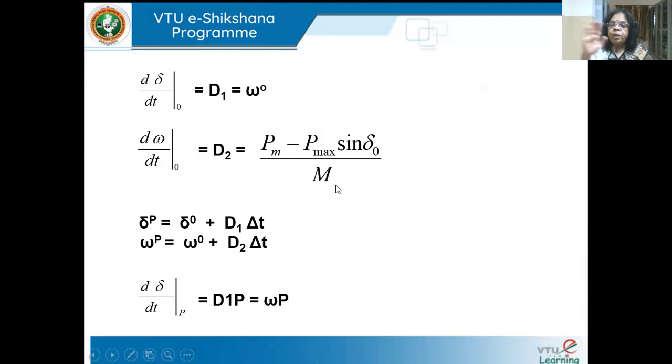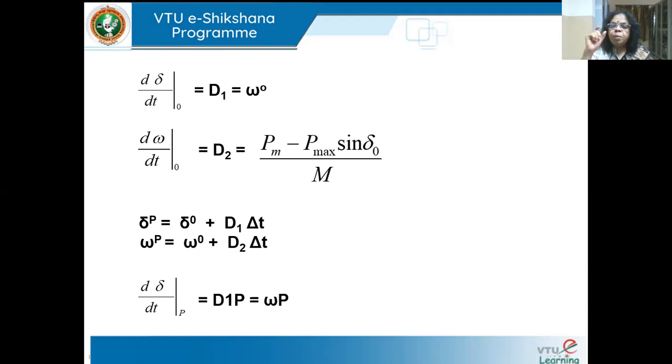In this equation, M is a constant throughout. That's your angular momentum. It is GH by 180f if you are dealing with degrees, or GH by pi f if you are going to use radians. So M is a constant. Pmax, what is Pmax? When you draw the swing curve, the maximum power is Pmax.